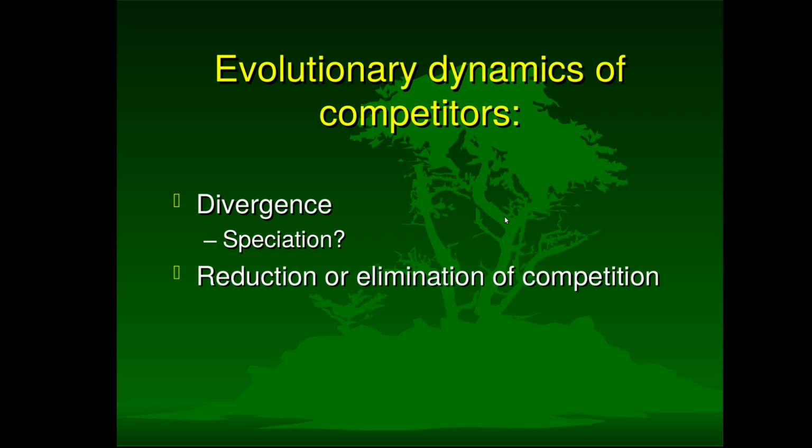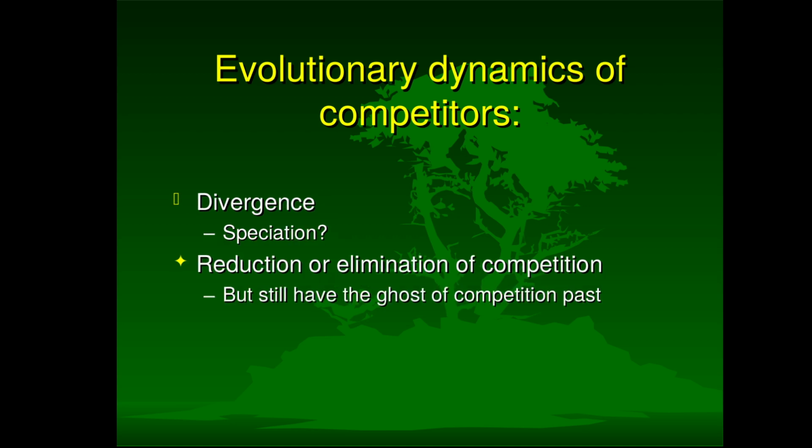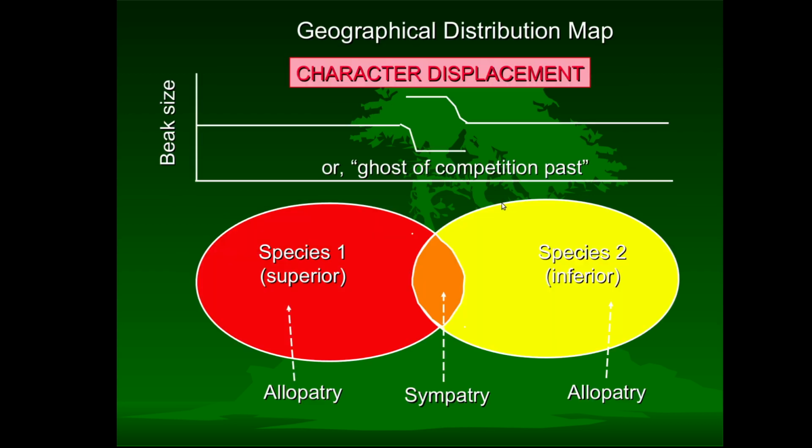So evolutionary dynamics predict that either species should diverge, character displacement, or maybe even speciation. Or in any case, there should be a selection towards reduction or elimination of the competition, but we could still have the ghost of competition past. Character displacement in sympatry, no displacement in allopatry.